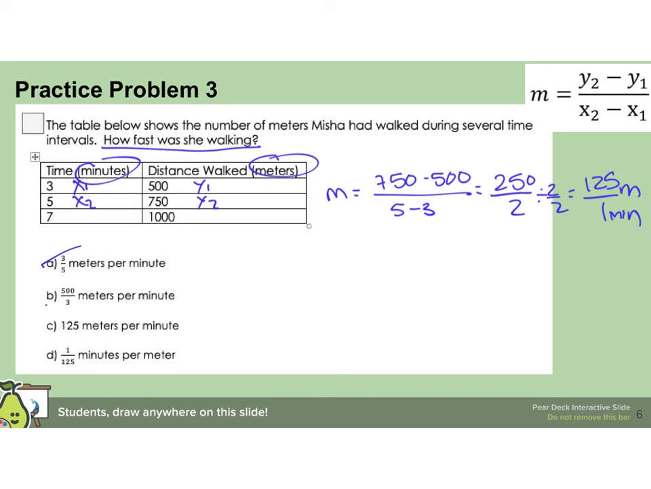It's not 3/5. D is thinking I was going to mix it up and put my x's on top, but it's C. She traveled 125 meters per minute.